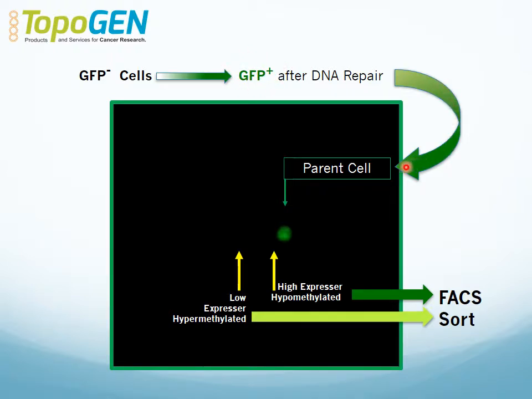The first cell that appears, as shown by this green arrow, is the parent cell or a progenitor cell. Now we know that this cell has successfully undergone DNA repair, and what we're actually looking at here is the analysis at a single cell level of the products of that event. So you can see here this GFP positive cell is producing two daughter cells, and one cell is going to be a high expressor or hypomethylated cell, and one cell is going to be a low expressor cell. And we can FACS sort these out and get individual populations from this primary event.